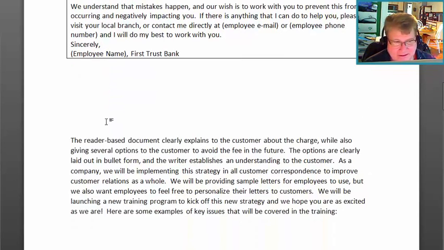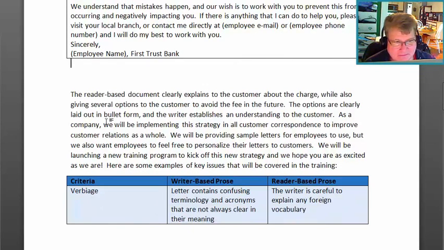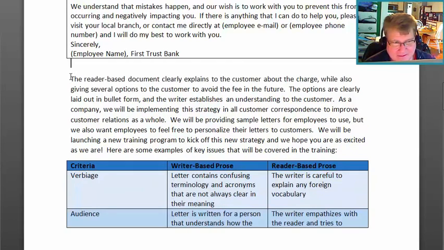And of course now we can delete all this extra white space. The reader-based document clearly explains to the customer about the charge while also giving several options to the customer to avoid the fee in the future. The options are clearly laid out in bullet form. Now see, that's fine because we've got a new sentence here with a new subject and verb. The writer establishes. New subject and verb, you can have comma and.